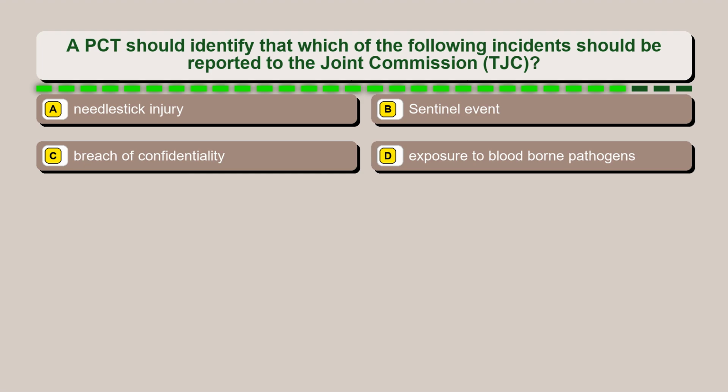Question 66. A PCT should identify that which of the following incidents should be reported to the Joint Commission, TJC. Option A, needle stick injury. Option B, sentinel event. Option C, breach of confidentiality. Option D, exposure to blood-borne pathogens.